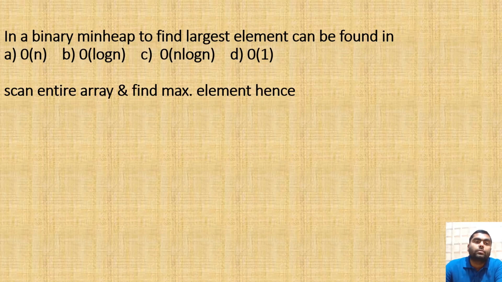Okay, so the question is: in a binary min heap, to find the largest element, it can be found. So the largest element in a min heap: the advantage of a min heap is in finding the minimum element, but for finding the maximum element, you have to search the entire array and find the maximum element. So how much time does it take to find the maximum element in an array? Order of n. So scan the entire array and find the maximum element. Hence, the time will be order of n.